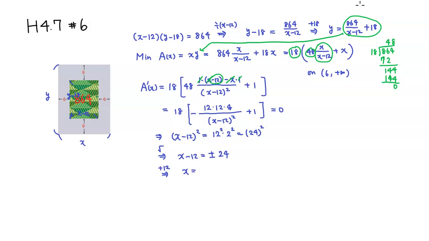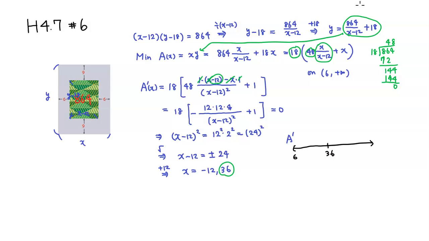So x is going to be negative 24 plus 12, which is negative 12, or positive 24 plus 12, which is 36. And obviously we're talking about a number bigger than 6, so we only use this one. Right? So if you look at the number line, starting from 6, the critical number is 36, and if you look at the sign of A prime, right?